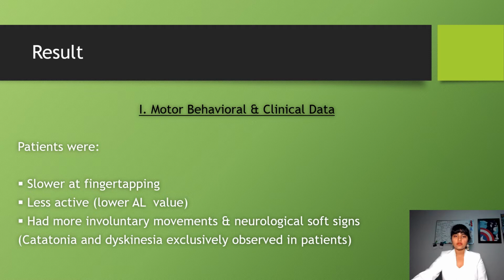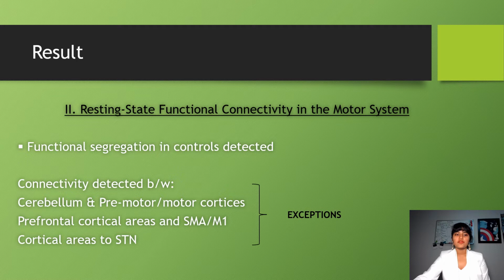Second, resting state functional connectivity in the motor system. There was functional segregation in controls. Connectivity was detected between cerebellum and premotor motor cortices, prefrontal cortical areas and supplementary motor areas, cortical areas to subthalamic nuclei. All these were the exceptions which were only observed in the patients and not in controls.